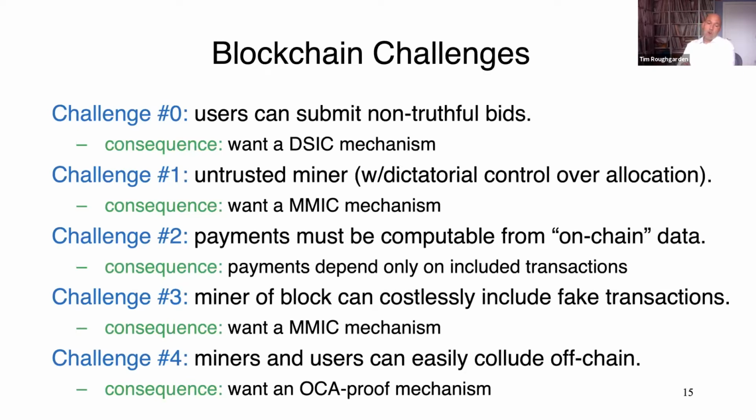Finally, we want to worry about collusion, and specifically collusion between the miner of a block and the users who created the transactions that might go in the block. We'll worry about them colluding outside of the protocol, off chain. So that's going to motivate still another, our third incentive constraint, OCA proofness. OCA here stands for off-chain. It's a resilience to collusion type property. And then ultimately the question will be, can we have a mechanism which meets all of these challenges? Is DSIC, is MMIC, and is OCA proof?